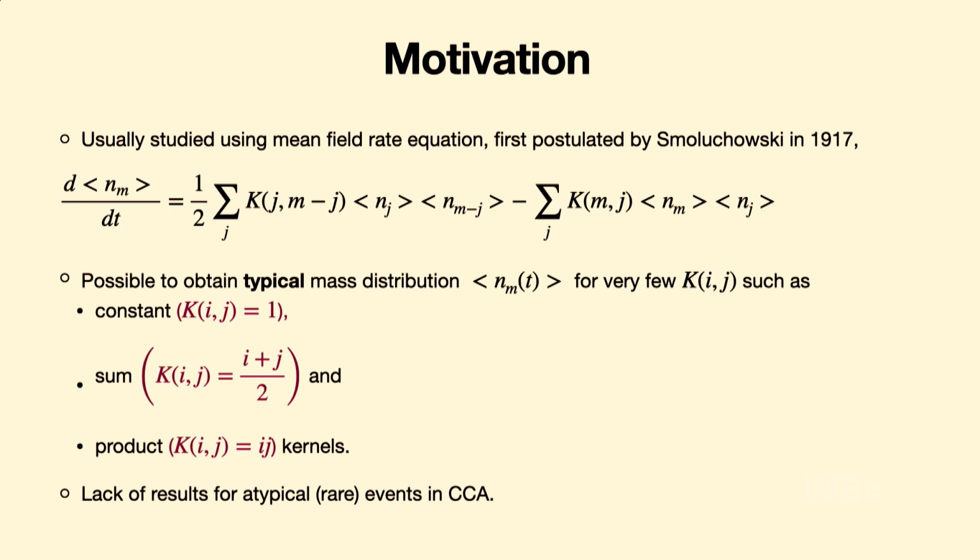With this, we can find the typical mass distribution for very few kernel choices, for very few K. Some examples are the constant, sum, and product kernels. These are the most common and classic kernels which have been solved exactly. And there is a very palpable lack of results for atypical events or rare events in cluster aggregation.